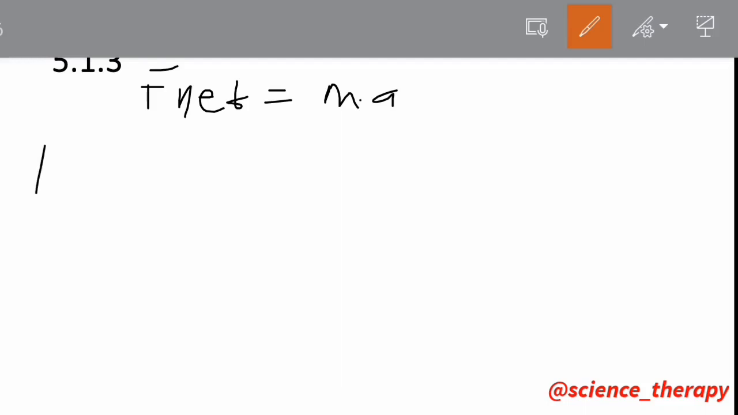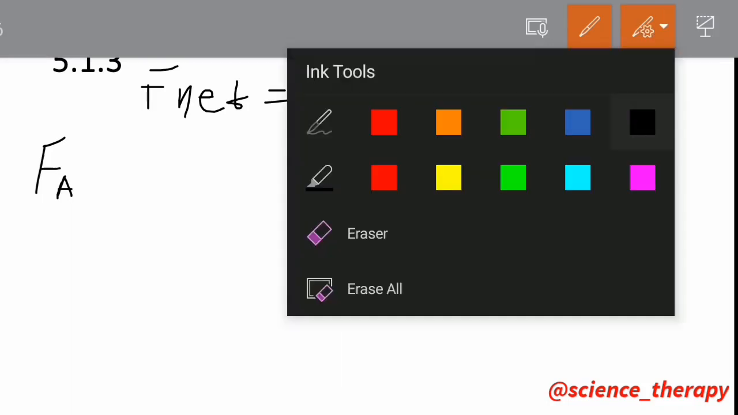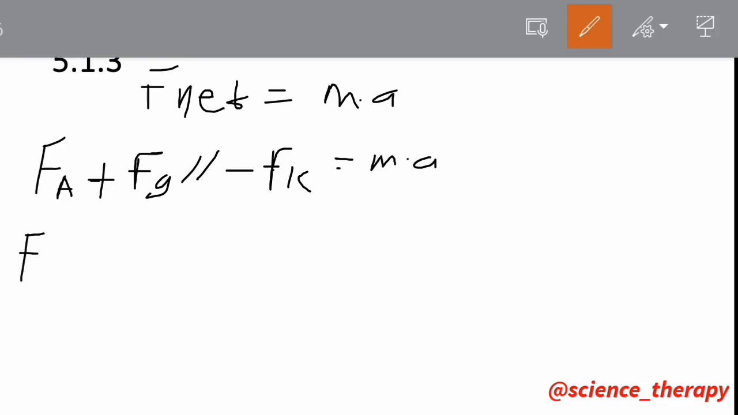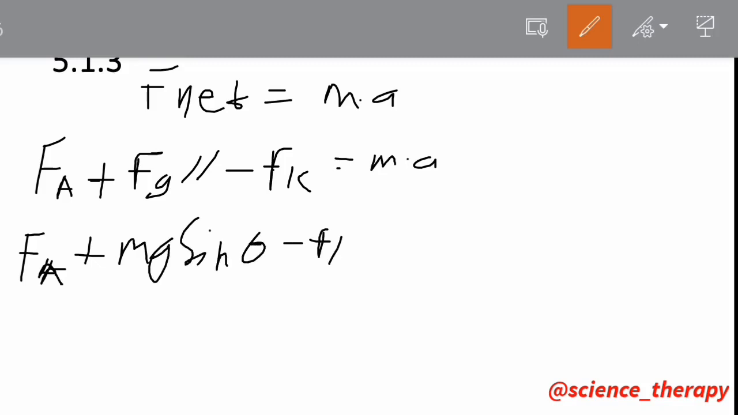In this case, we have the force applied, which is the force that we are looking for, F. So we can just write it as force applied, then plus the Fg parallel, remember that it is in the same direction, minus the Fk, which is in the opposite direction. And then we have mass times acceleration. Now let's start to substitute. We don't have the force applied, remember? But we know the Fg parallel is mg sine theta, right? Then minus Fk, is equal to ma.